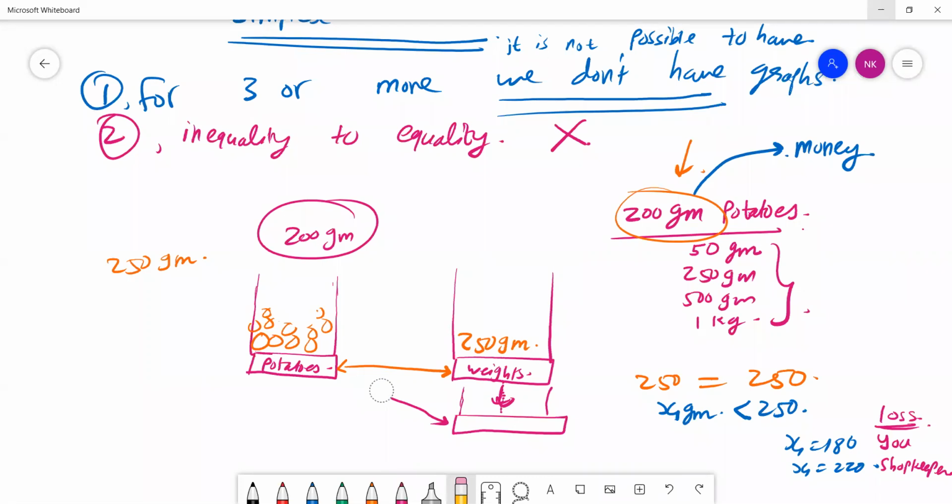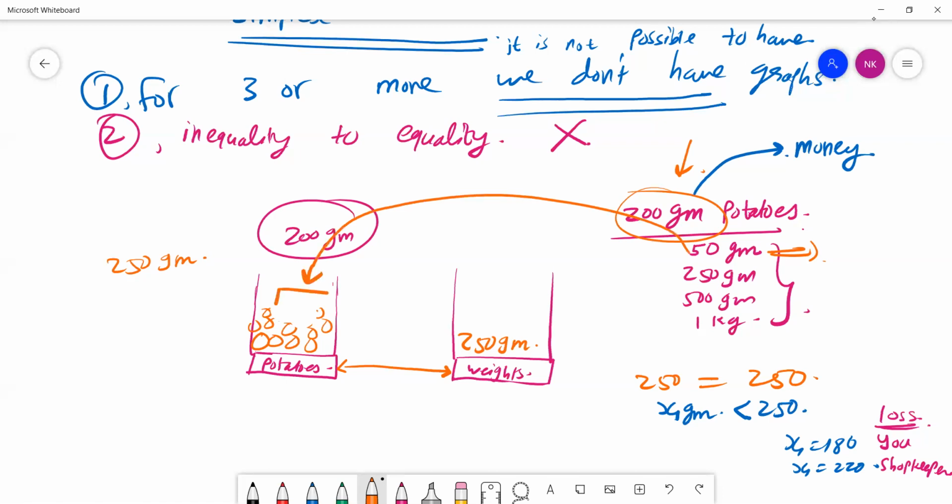So what the shopkeeper most likely prefers, rather than to have 4 times 50 grams, is that he adds this 50-gram weight over here, and he makes over here 250 gram. So now whatever potatoes will be there, it will be 200 gram.